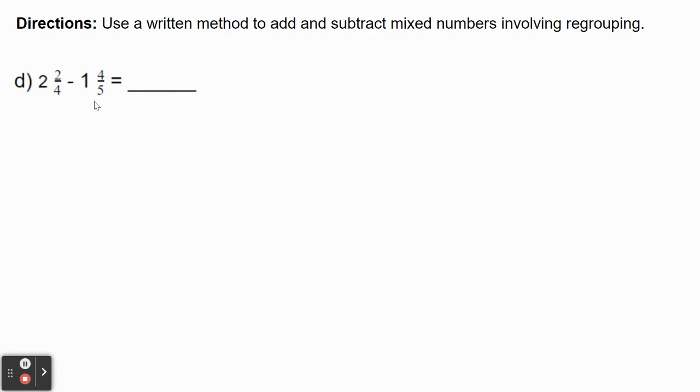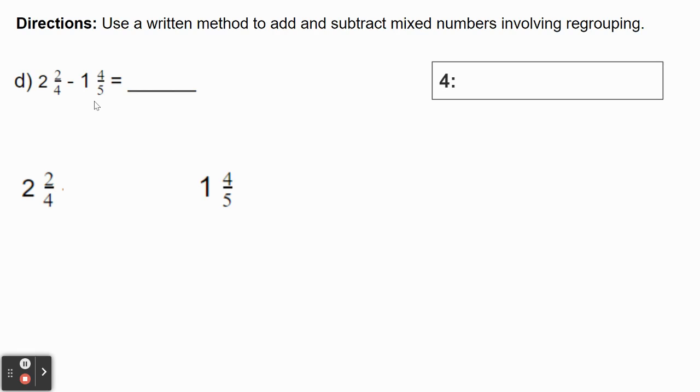Let's try one more problem. Here we have 2 and 2/4 minus 1 and 4/5. So if we look at both of our fractions, we can see that the bottom number, the denominators, are not the same. So we need to create equivalent fractions. To do that, we're going to list out our multiples of each denominator. Starting with 4, we have 4, 8, 12, 16, and 20. Now let's list out our multiples of 5.